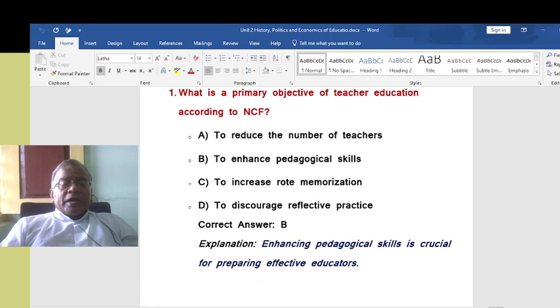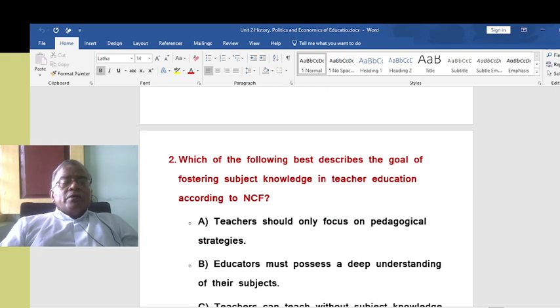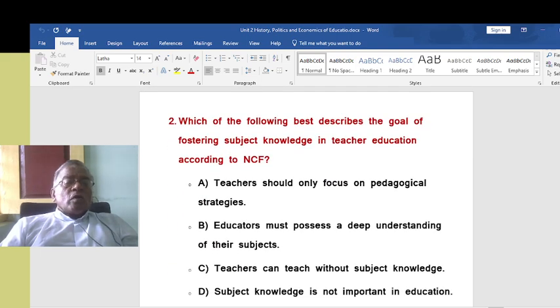That is to enhance pedagogical skills. Enhancing pedagogical skills is crucial for preparing effective educators. Which of the following best describes the goal of fostering subject knowledge in teacher education according to National Committee on Framework, NCF, right?